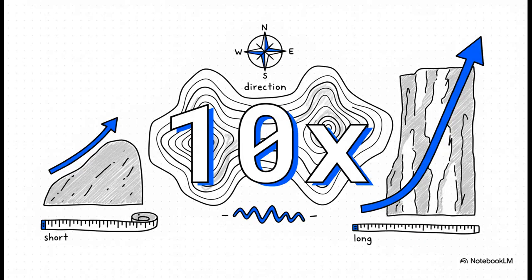But it gets better. The gradient also tells you how steep that climb is. The length of that arrow, what we call its magnitude, tells you about the steepness. If you're on a nice gentle slope, the arrow's pretty short. But if you're on the side of a cliff, well, that arrow's going to be very, very long. So you get both direction and intensity.